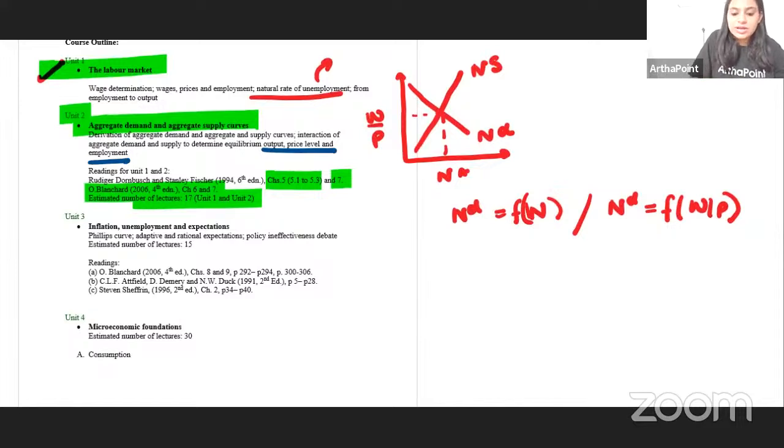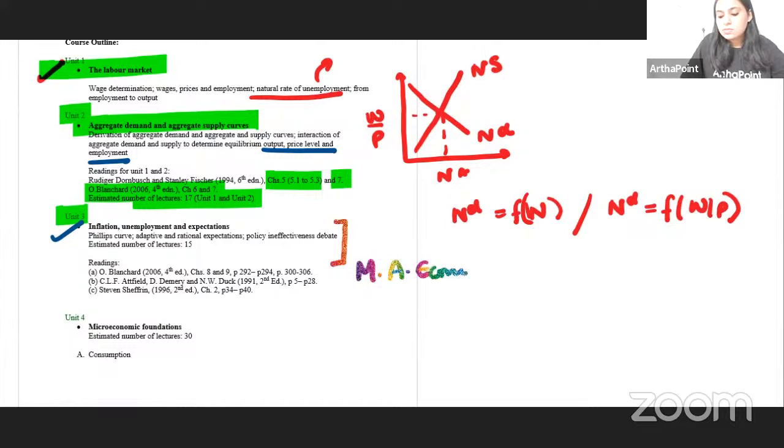Then the third unit that you will study is about inflation, unemployment, and expectations. By the way, if you ever do masters in economics, if you don't want to go for MBA or a job, you want to do MA in economics, then in that case, this part, expectations, is the most important and most beautiful topic. Here I will go one step ahead. I will not only do what is in the reading, I want to teach you more than that.